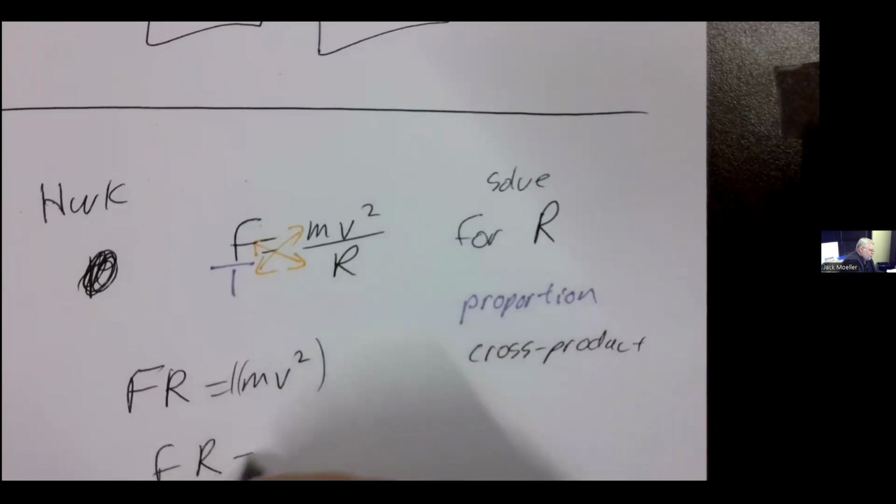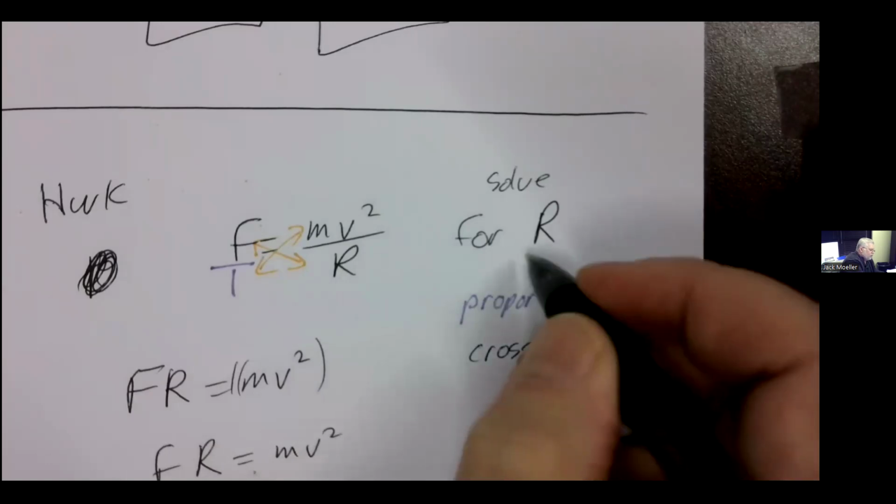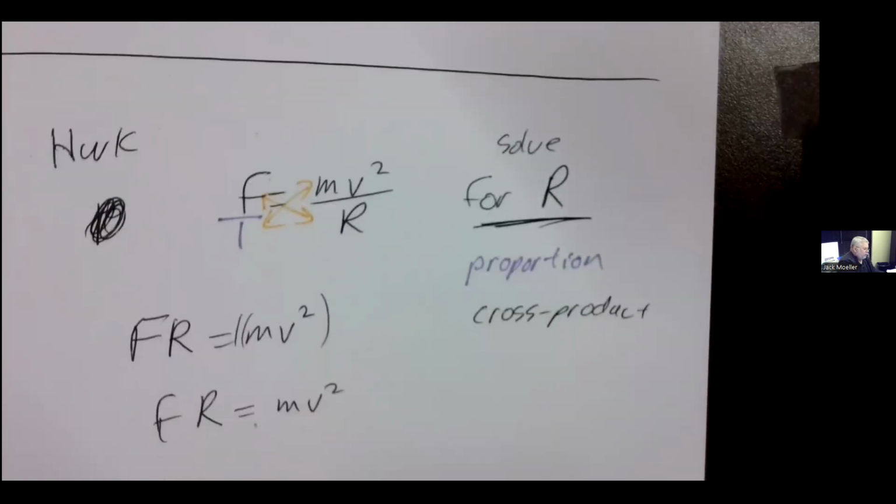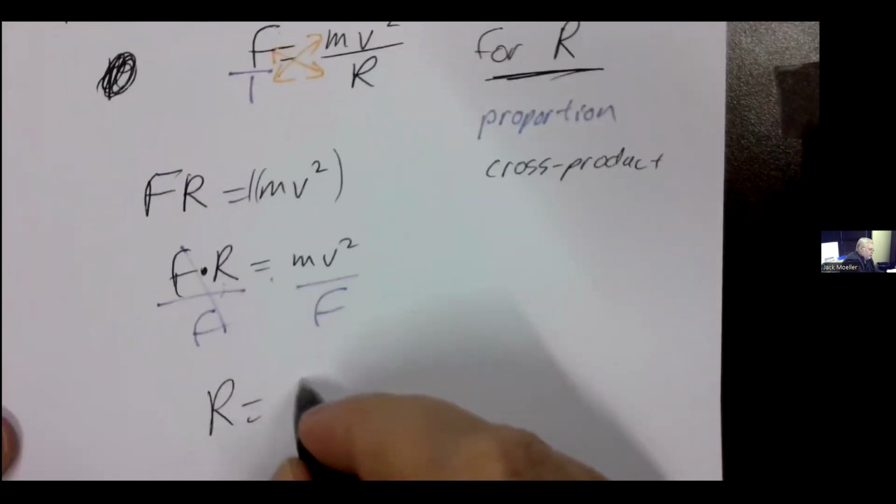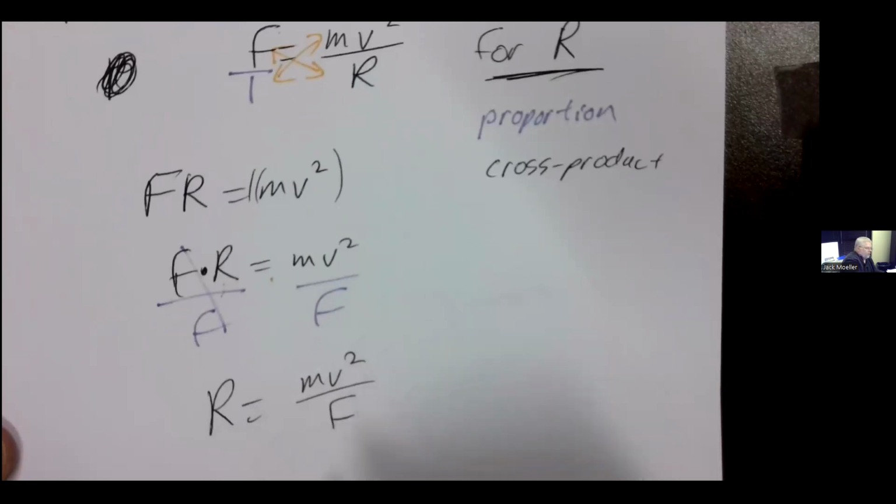Now the question is, what next? Well, what are we trying to solve for? Trying to solve for r. So r has to be by itself. So what do we do with the f? Well, that's f times r. We just divide both sides by f. r equals m v squared over f.